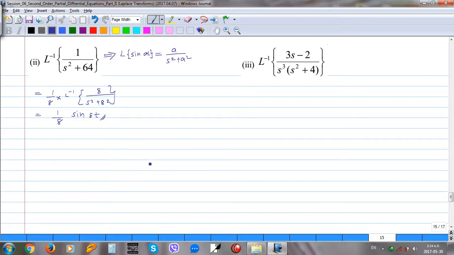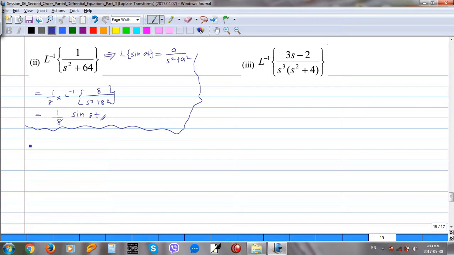Then this one: L inverse of 3s minus 2 over s cubed. In these kinds of cases, you have to use partial fractions.